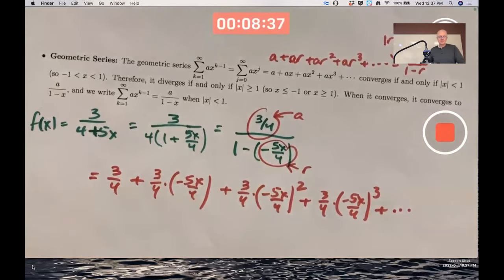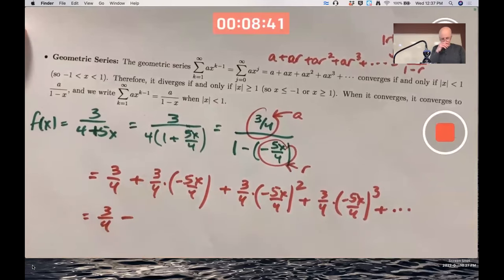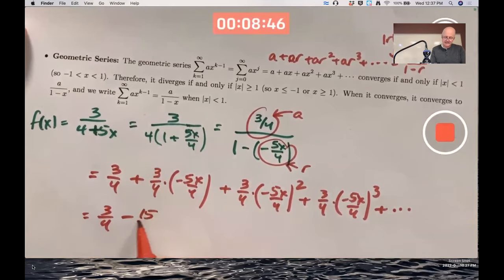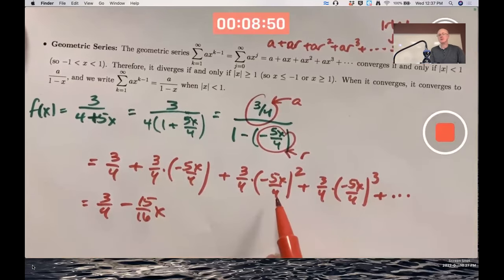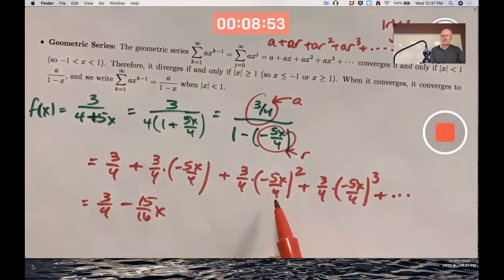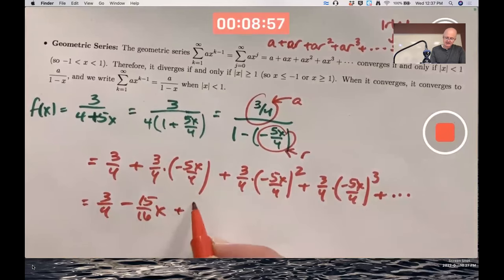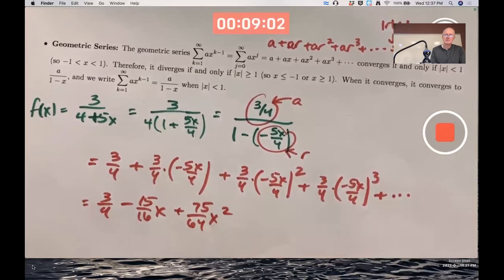Let's simplify this. Three fourths times negative 5 fourths will be negative 15 sixteenths. Negative 5 fourths squared will be 25 sixteenths, times 3 fourths will be 75 sixty-fourths. Don't forget the x squared. Right, I think we're doing fine so far. Double check, make sure I don't make a mistake.